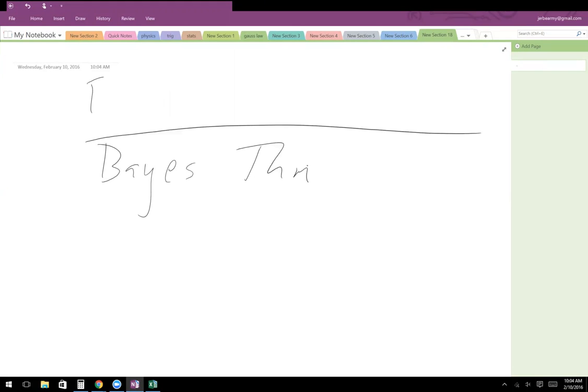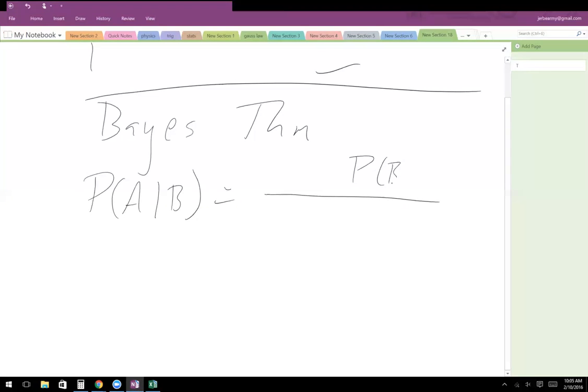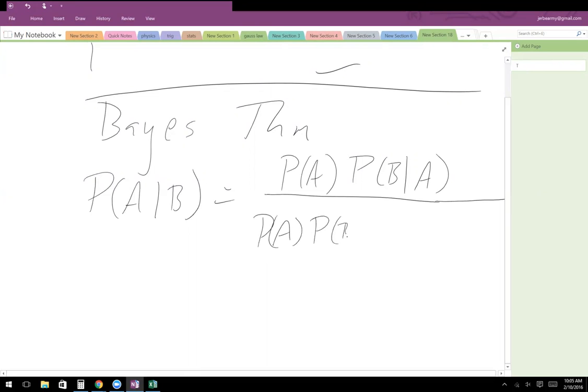So basically with Bayes' theorem, it lets you turn around conditional probabilities. So the probability of A given B is the probability of B given A times the probability of A, and then the same thing on the bottom. We wrote this down last time, but let's do it one more time.